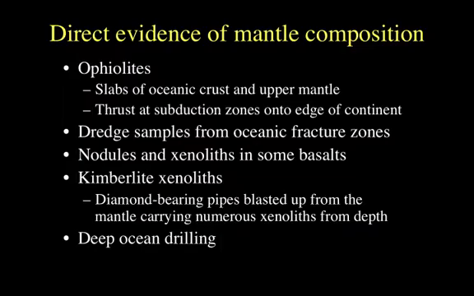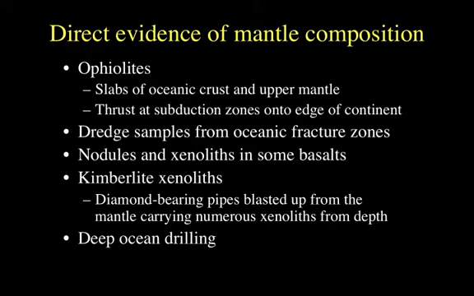We have direct evidence of mantle composition from ophiolites, which are pieces of oceanic crust and upper mantle that are scraped onto the continents at subduction zones. We also have dredge samples from oceanic fracture zones, nodules and xenoliths in some basalts, or that come up even in granite batholiths in the southern Sierra Nevada, for example. We also have kimberlite volcanoes that bring up xenoliths from the mantle. These are the diamond-bearing volcanic pipes that are erupted really rapidly.